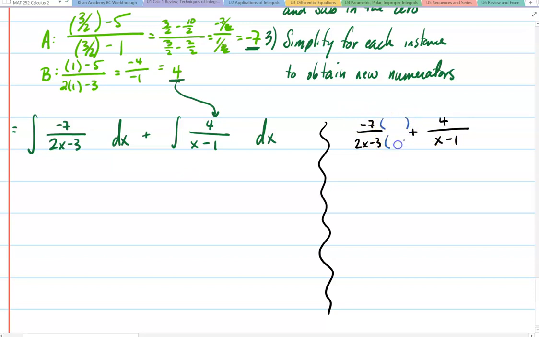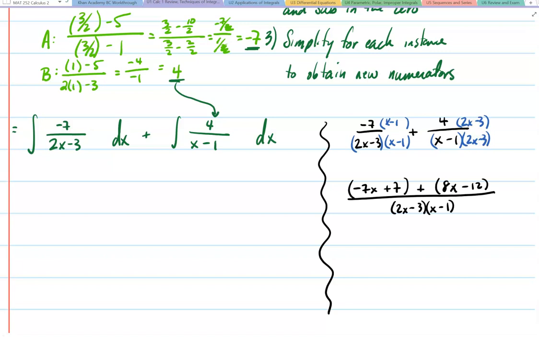If you recall, to sum these two functions together, we need a common denominator. So I'm going to multiply the left side fraction by x minus 1 in the numerator and the denominator. And I'm going to multiply the right side fraction by 2x minus 3 in both the numerator and denominator. Now, since these have a common denominator of 2x minus 3 times x minus 1, the numerators can be combined together. After distribution, this is what we get.